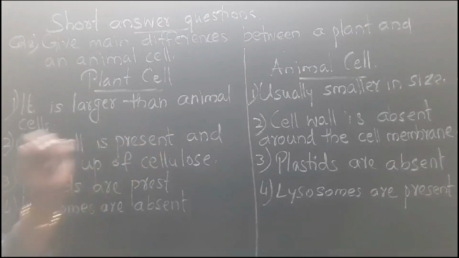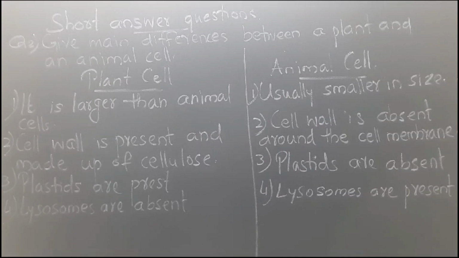Whereas animal cells are usually smaller in size. They are small in size. Usually we find them small size. Then second point, a cell wall is present and made up of cellulose. We studied when we were learning about cell wall, we studied that cell wall is made up of cellulose. Whereas in animal cell, cell wall is absent around the cell membrane.